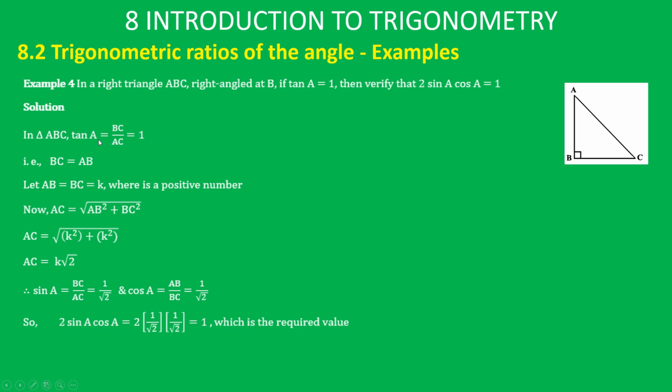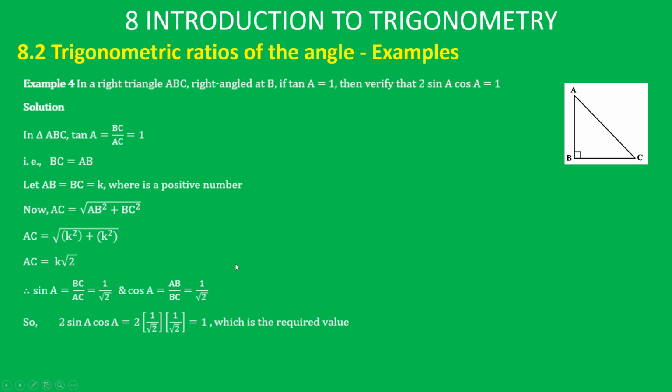BC by AB is equal to 1. When BC by AB is equal to 1, what does it mean? BC is equal to AB. Means these two sides are equal. Now, if you assume that AB equals BC equals K, where K is a positive number, then AC is equal to square root of AB square plus BC square. AC is equal to square root of K square plus K square, because both are equal, right? K and K. Which is equal to square root of 2K square, which is K root 2.